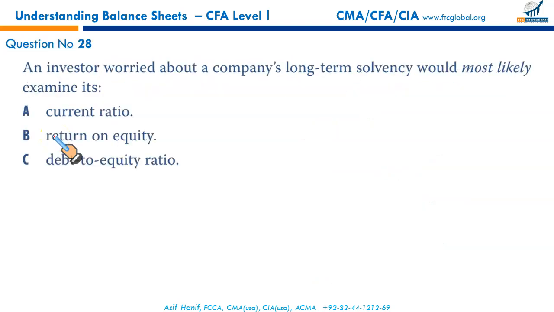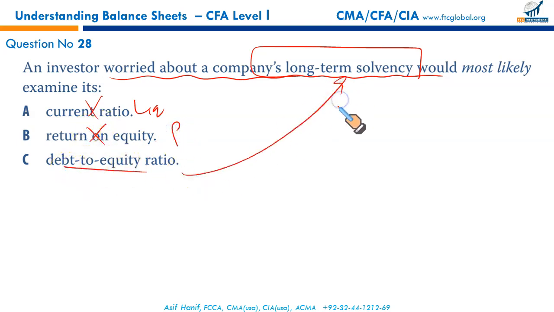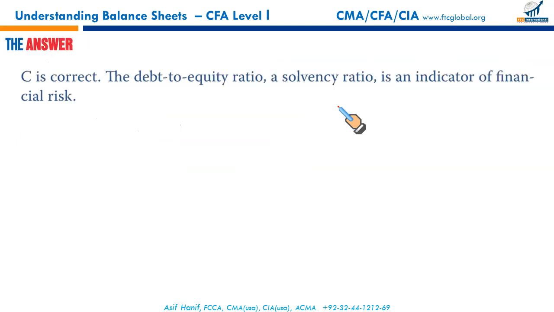An investor is worried about a company's long-term solvency. Long-term solvency. Current ratio measures liquidity. Rejected. Return on equity is a profitability measure. Rejected. Yes, debt to equity is one of the solvency measures we discussed a little while earlier. C.